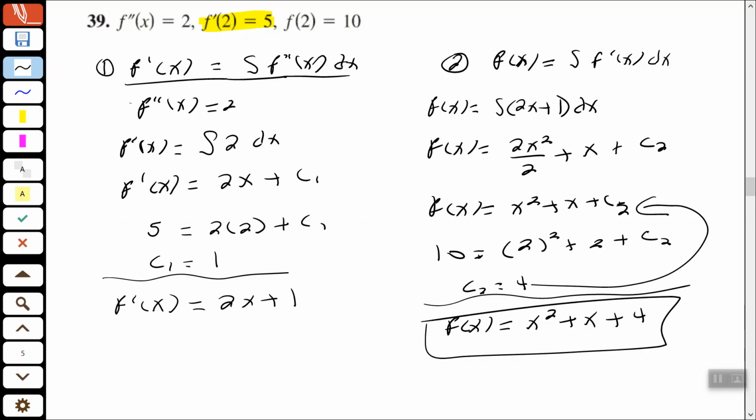So it's just like the previous problem. We just didn't have all the words in the application to go with it. So that's the basics of integration and the antiderivative.